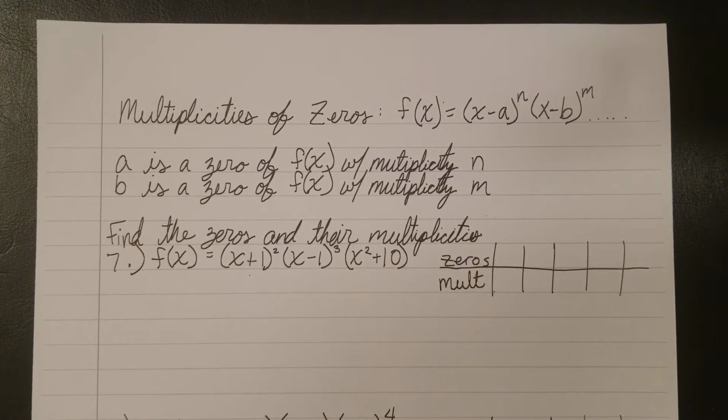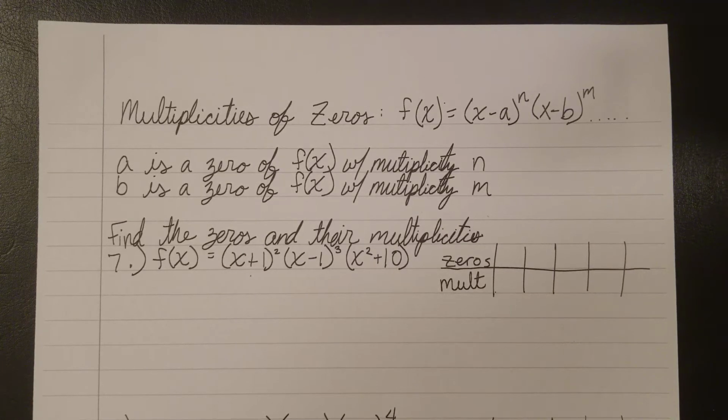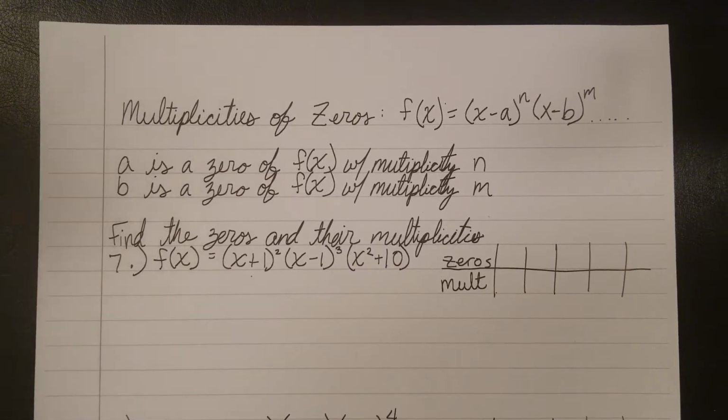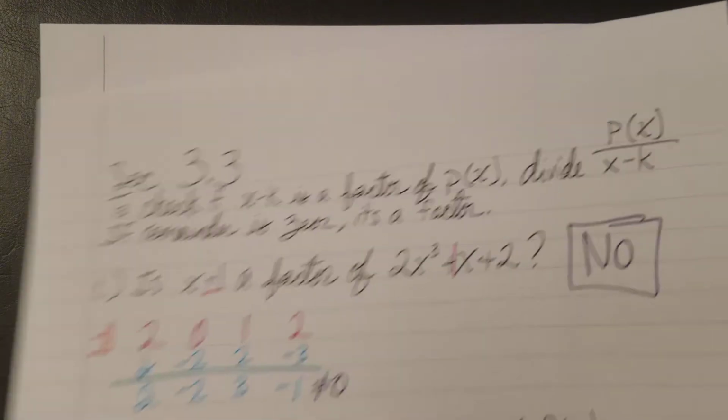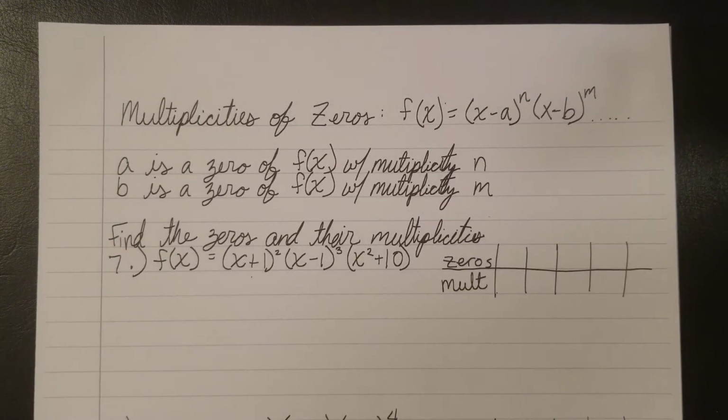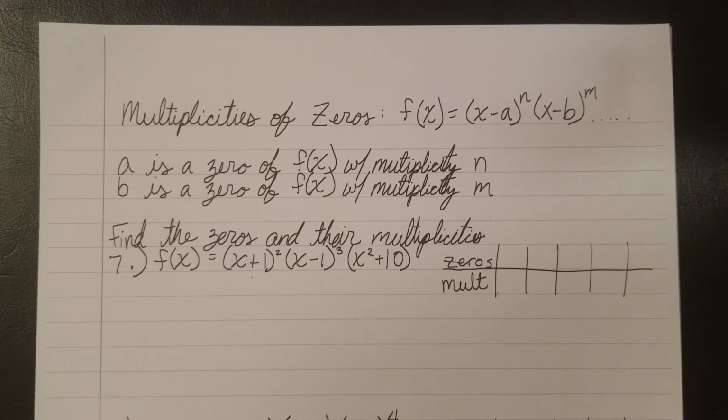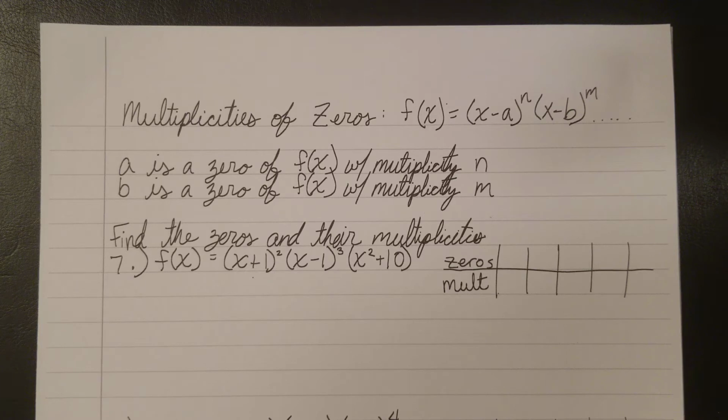This is part B of 3.3. So we started here. That was part A, and then we're here. So we're going to talk about multiplicities of zeros.